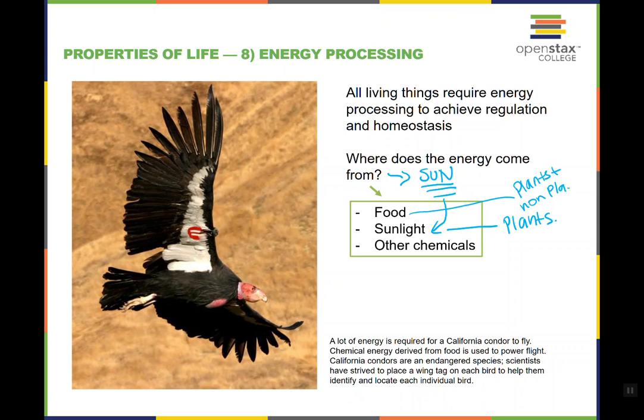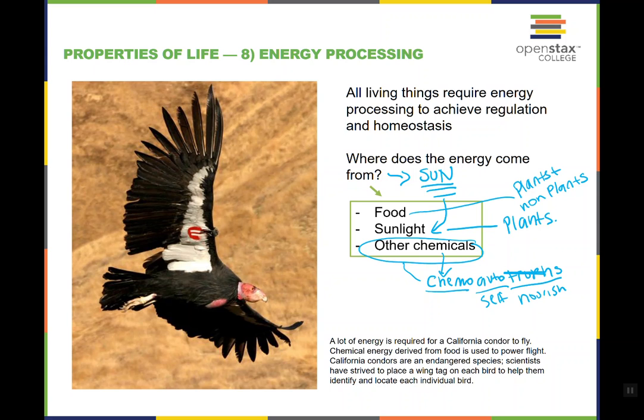And some organisms are actually able to make energy out of chemicals. So these are generally called chemoautotrophs. So chemo means chemicals. Auto means self. And troph is a root that's related to feeding or nourishment. So a chemoautotroph is going to be an organism that nourishes itself using chemicals.